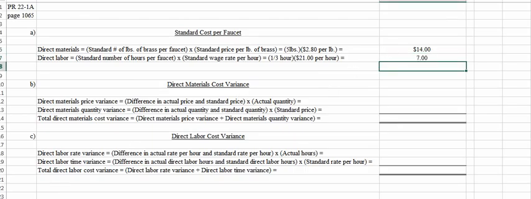Okay, so when we sum the two, we get $21 as the standard cost per faucet with regard to direct materials and direct labor. So that takes care of A. Okay, let's go to B, our direct materials cost variance.